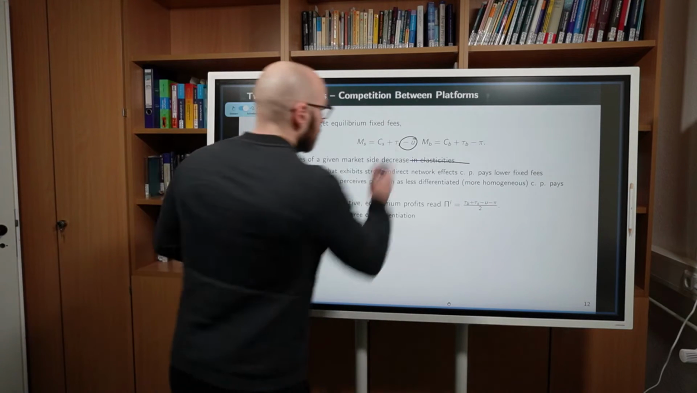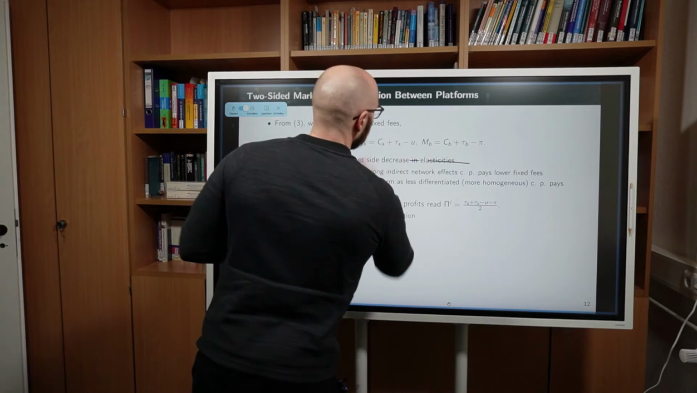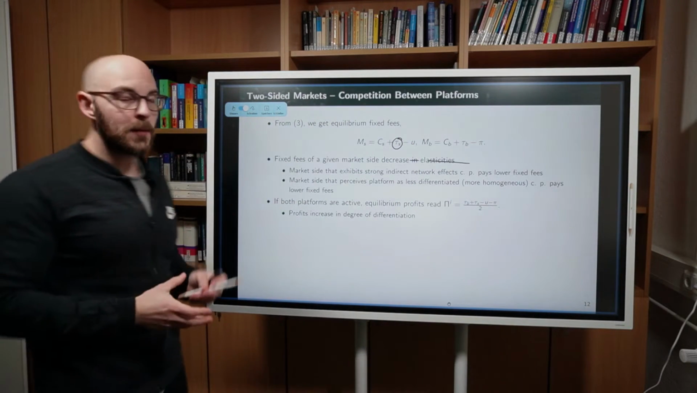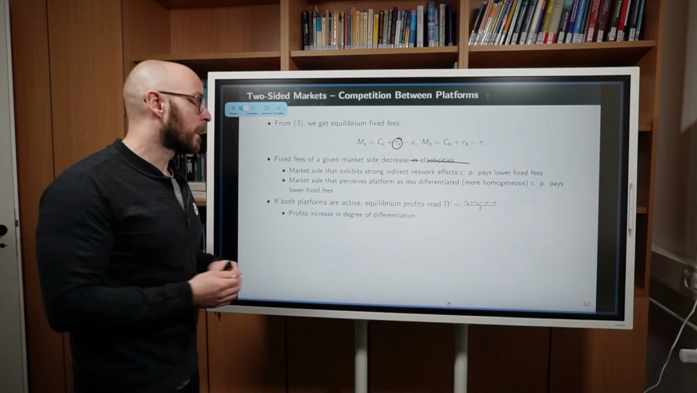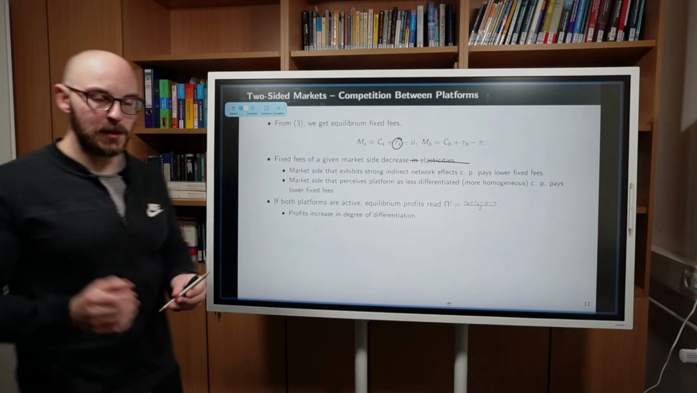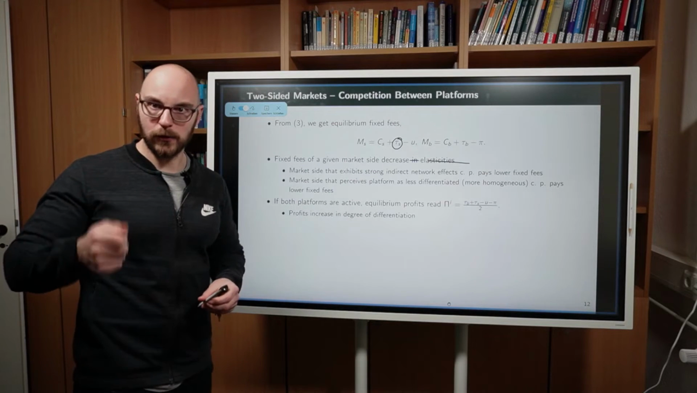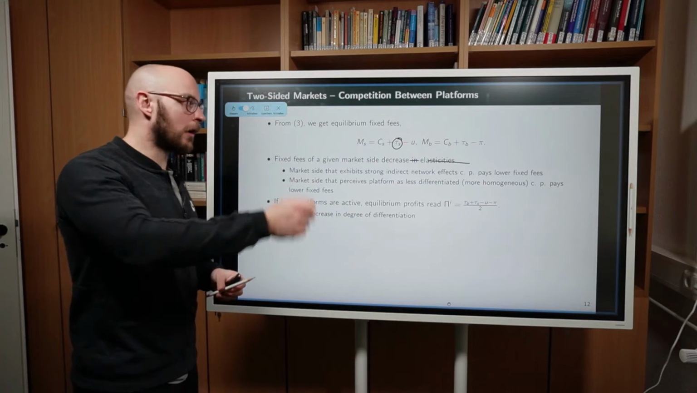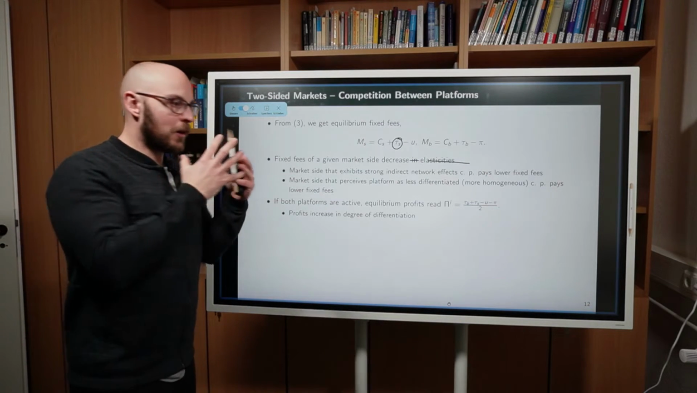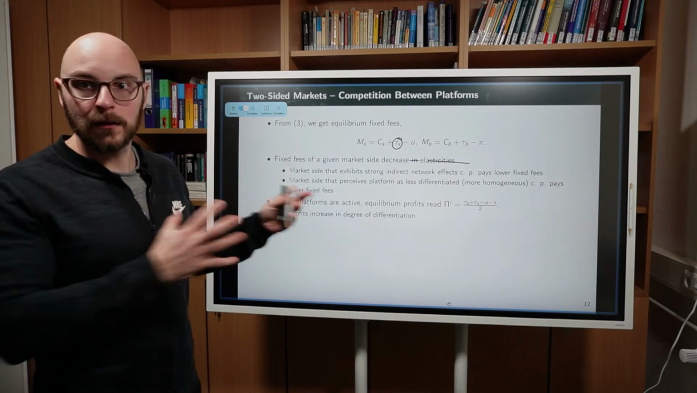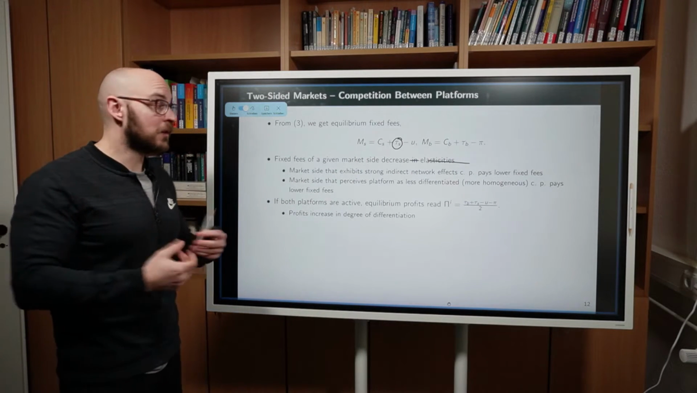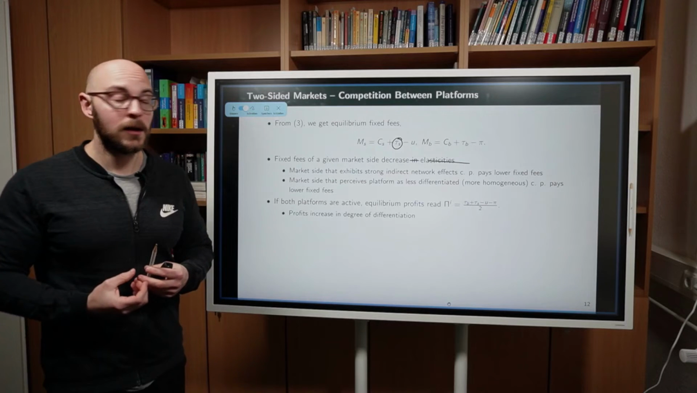And the other thing is this tau s here. That's our parameter that measures differentiation. If tau s is high, then think back to our Hotelling example. That means that it is very costly for you to take a given step on our Hotelling line. In other words, the two platforms here are pretty far away from one another. That means they are pretty differentiated, right?